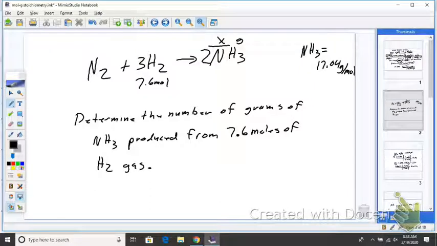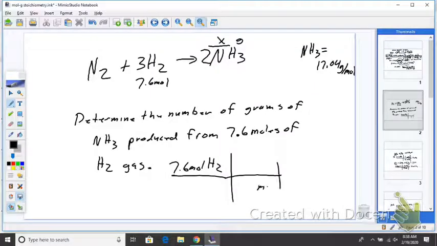So I'm going to put 7.6 moles of H2. Down here I'm going to put moles of H2. And up here, there's a tendency to put grams of NH3. You can't do that because they're not the same substance. It's not an apples and oranges comparison. But up here I'm going to put moles of NH3 because I want to go over here to moles. That's the first thing I do.